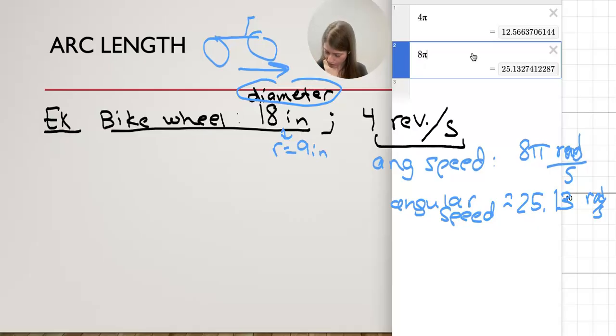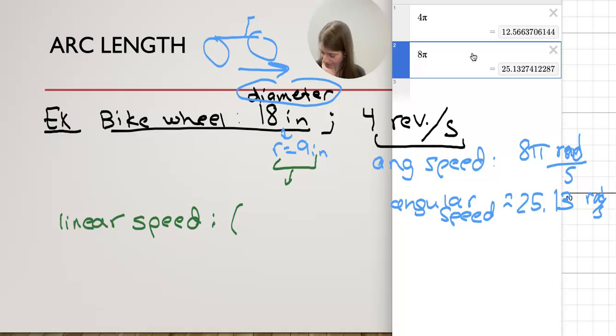So if we wanted to know the linear speed, we'll change colors here. The linear speed, we're going to take that radius. So this is 9 inches.